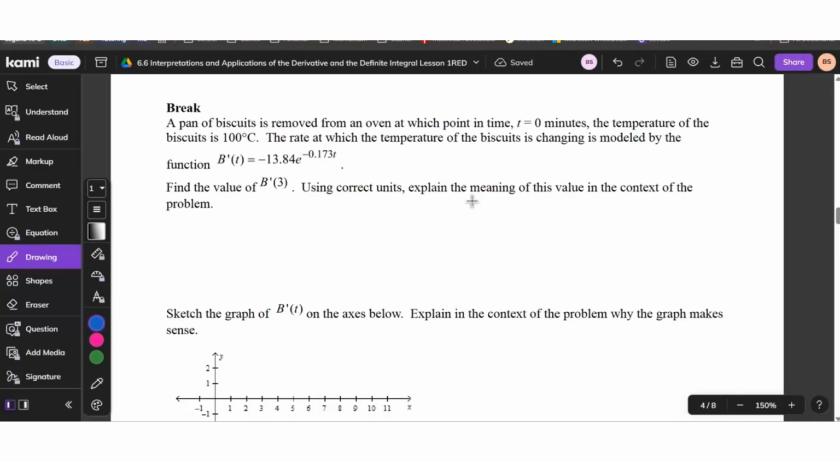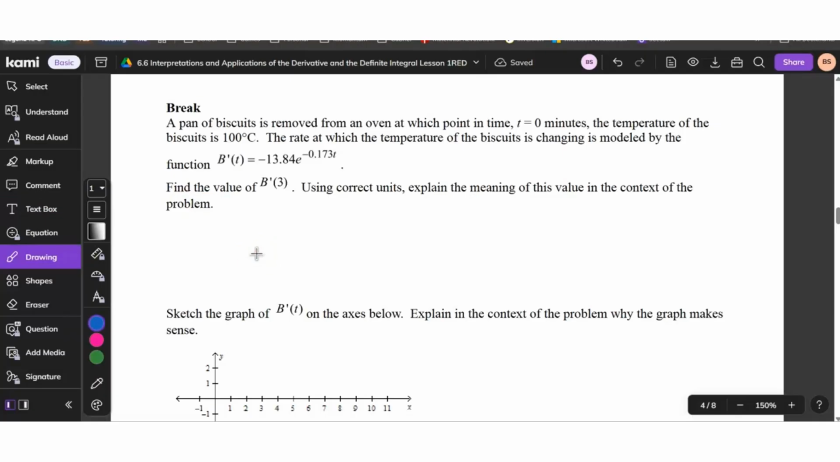A pan of biscuits is removed from an oven at time t equals 0 minutes. The temperature of the biscuits is 100 degrees Celsius. The rate at which the temperature of the biscuits changes is modeled by the function B prime of t equals blah. Find the value of B prime of 3. Use correct units. Explain the meaning of it.